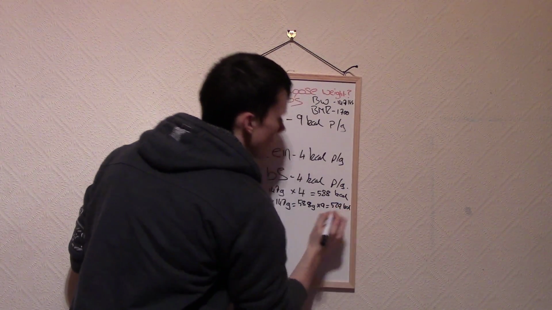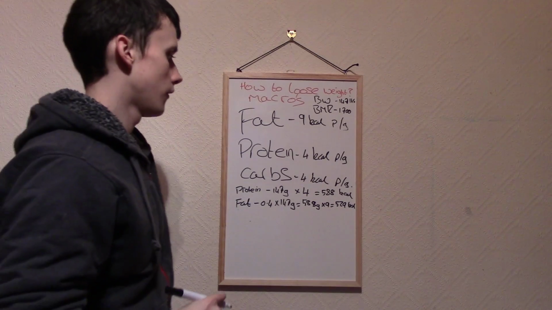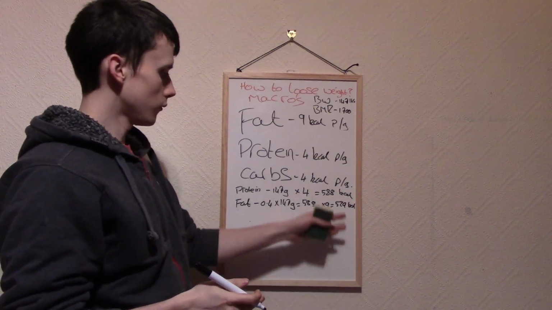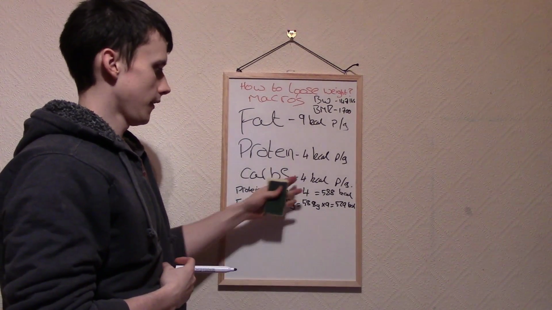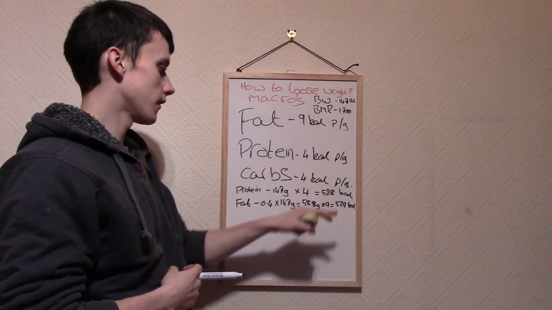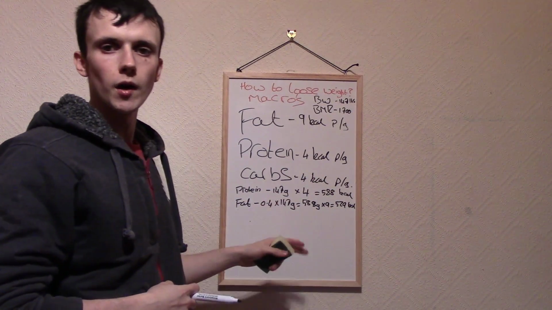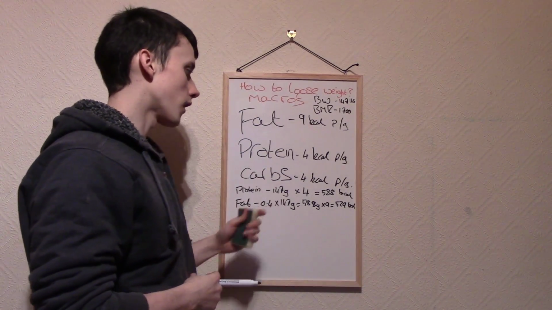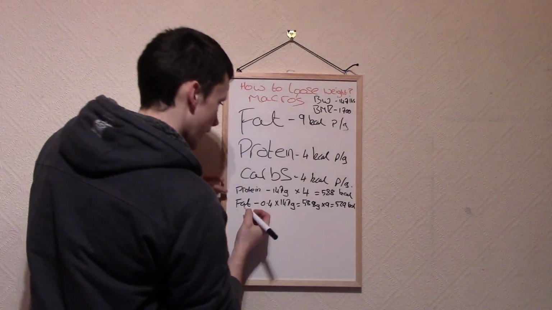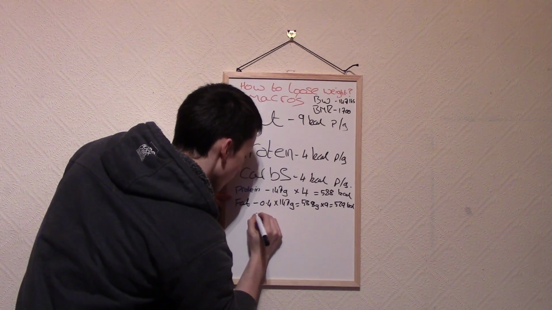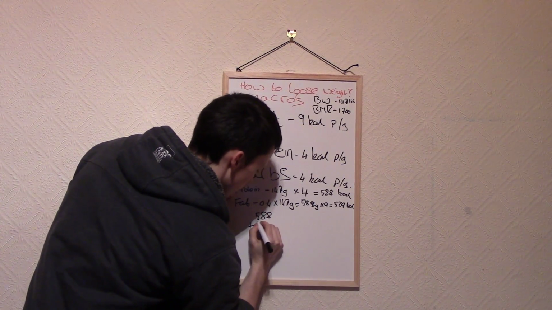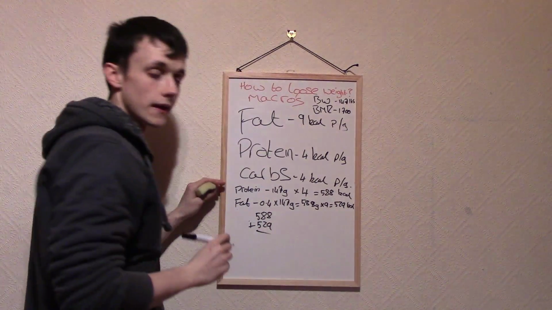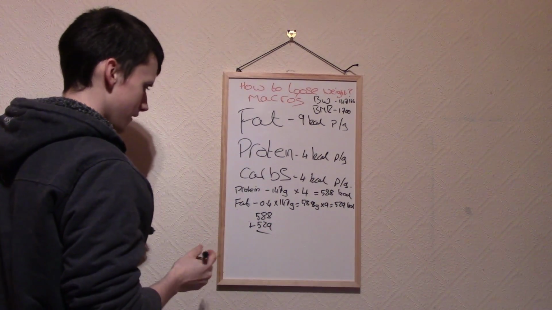Now, to work out the carbs, it's simple. We add these two together, subtract it from our BMR, and then divide it by 4, because we know there are 4 calories per gram, and that gives us the exact amount of grams we need for our carbs. So we'll go ahead and add the 588 plus 529. Never knew you'd be getting a math lesson today, would you?